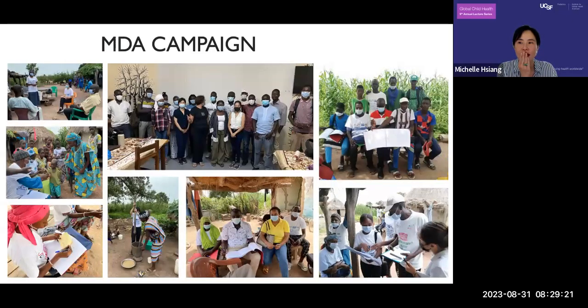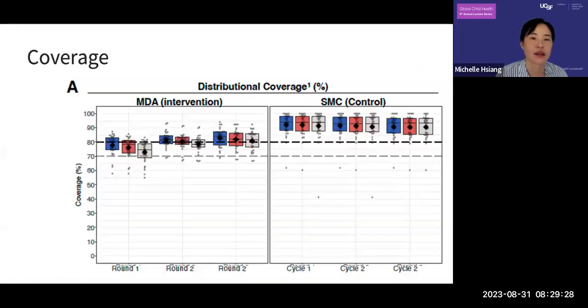This is some more pictures from the campaign and our meetings. And this is an image of a figure of coverage. So on the x-axis, we have the round or cycle, and on the y-axis, we have coverage. WHO recommends greater than 80% coverage of the eligible population.